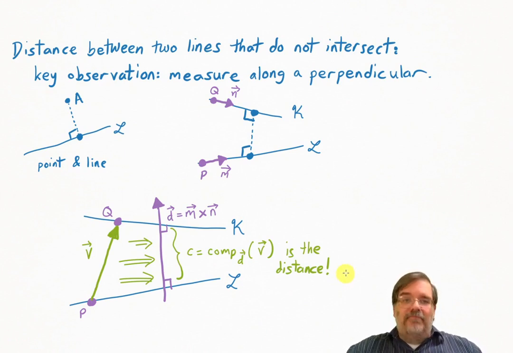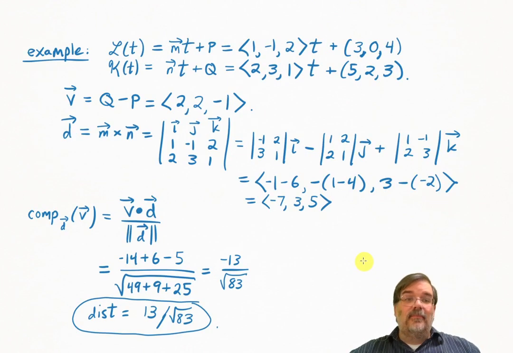So let's go ahead and do an example of this calculation. Let's say we have these two lines, L and K, and let's assume that we've shown that they do not intersect. The odds are, given two random lines in three-dimensional space, they usually don't. So let's say we have these lines with these slope vectors and these points. Really, we need to calculate a couple of vectors. First, the vector between the base points, the vector from P to Q. Calculate that as Q minus P, and here we'll get the vector 2, 1, negative 1.